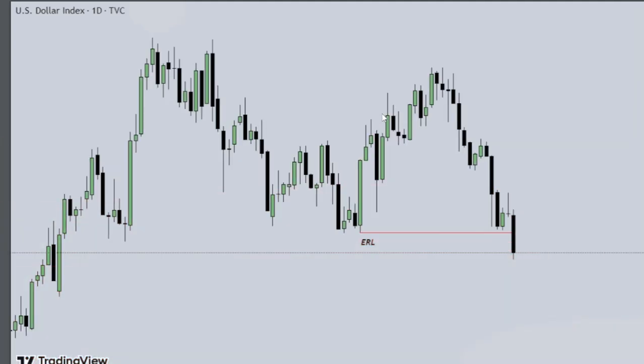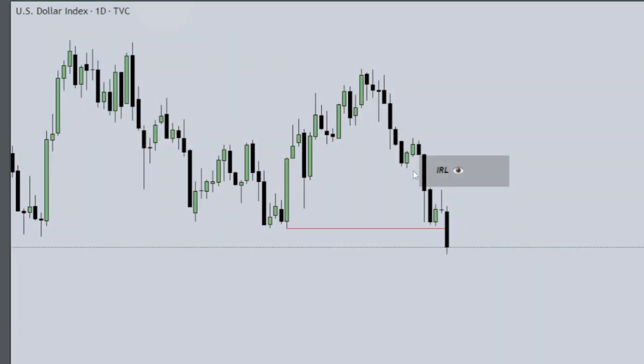Let's have one more chart example for better understanding. Market took this external range liquidity. Now what are we looking for? We are looking for this internal range liquidity to be taken out soon. This gap between the first candle wick and the third candle wick. This is a fair value gap, or you can say imbalance.